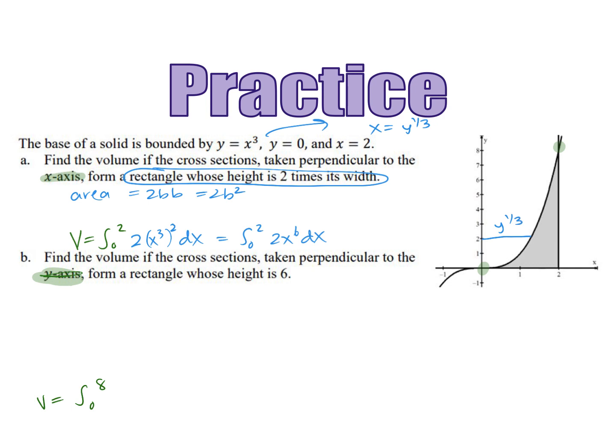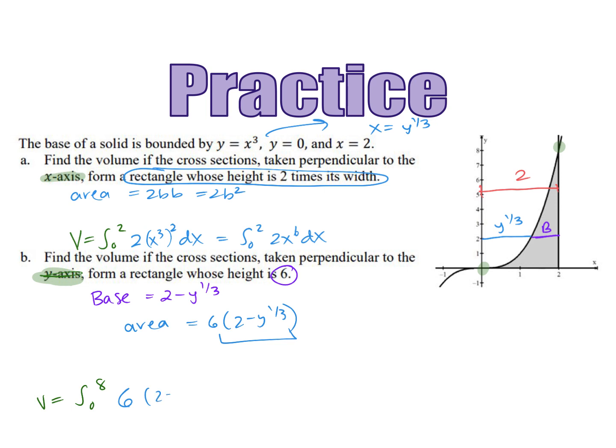The base length that I need, though, is this length here. So using the same logic that we used when we were doing rotation, this whole length is 2, and we want b, so the base is going to be 2 minus y to the power of 1/3. The area that we're talking about on this problem has a height of 6 and a base of 2 minus y to the 1/3. So this is the full area of the rectangle. And we can just plop that in here and integrate with respect to y.